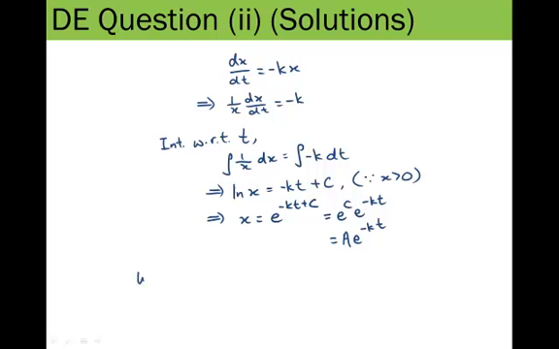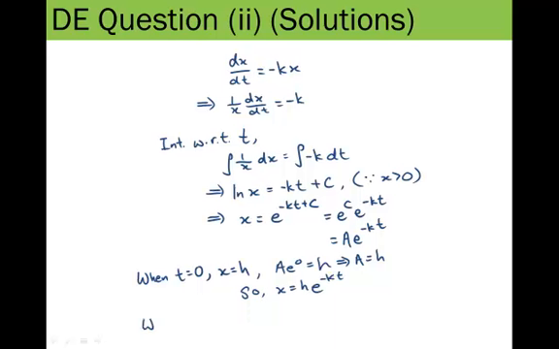First of all, I know that when t is 0, the height of water in the tank is the height of the tank, so x is equal to h. So this will tell me that a times e to the power 0 is equal to h. This implies that a is equal to h. So what we have is x is then equal to h e to the power negative kt.